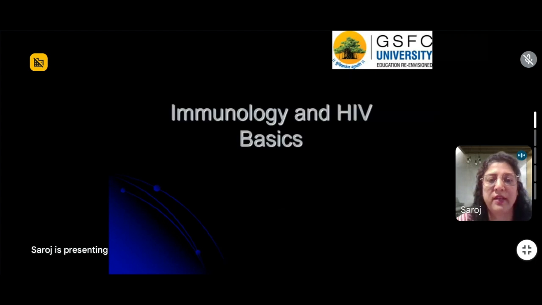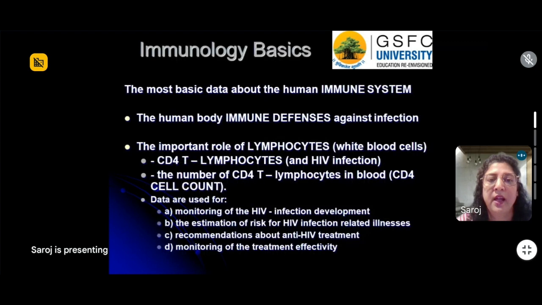So before wasting more time, I'll just get on with what exactly we are concerned about in immunology and what the HIV basics are. So we know this basic thing that we have an immune defense in our body, and this immune defense is against infection. We also know that the most important part in our immune defense is played by lymphocytes. Lymphocytes are white blood cells. In lymphocytes, we have different categories, and we are going to be focusing more on the CD4 T lymphocytes, because this is the lymphocyte that connects to the HIV infection.